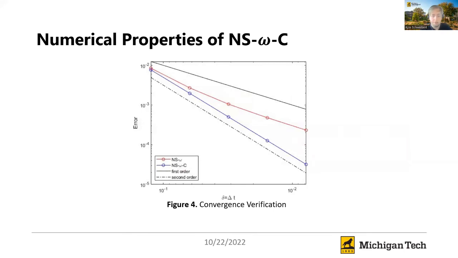So here's just a brief image on a model problem illustrating what I mean by second order accuracy in another way. We can see how much steeper the error decreases for the NS omega C model versus the NS omega model. And you can see that after a few more iterations of increasing the computational effort, we end up with a solution that is much more accurate than the solution we started with. Note the log scale on the error here.